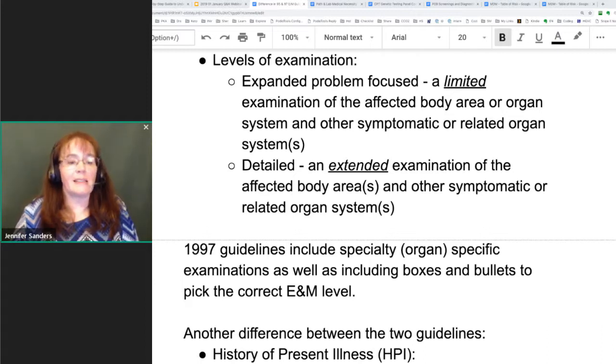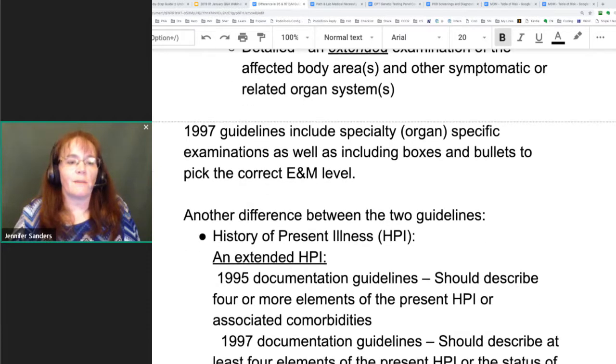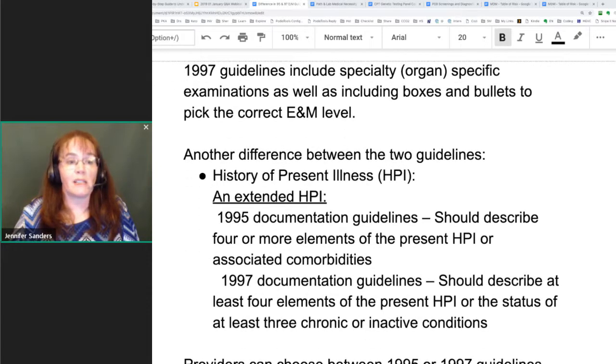So in 1997, they came out with a new set of guidelines that was almost the same, but when it came to the examination, they included specialty, or organ-specific exams, and then gave you boxes or checklists or bullets that you would meet to pick your E&M level.